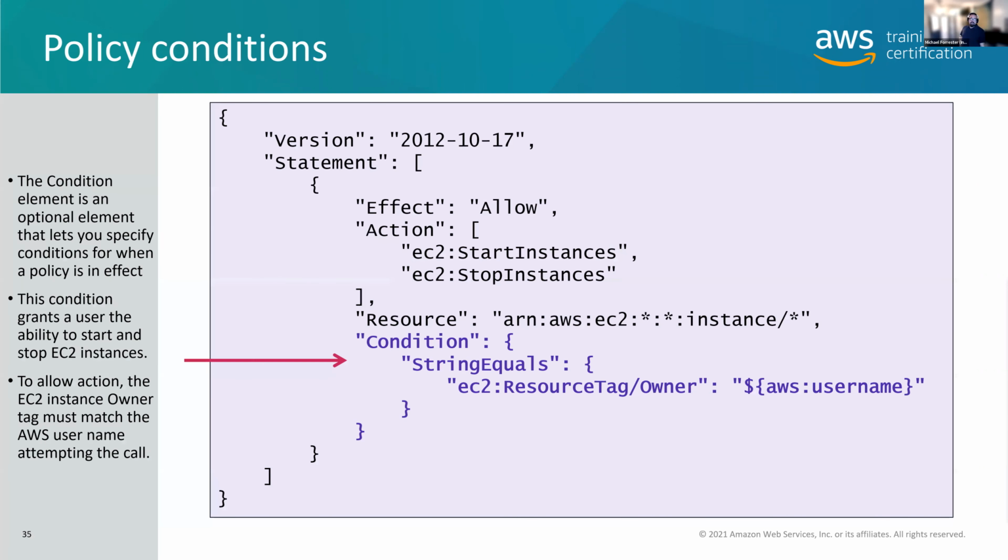Okay, here's a condition. This basically allows the user to start and stop instances, but it says the owner tag must match the username of who is attempting the call. So for example, if I didn't actually tag that resource where owner equals Spartan Sage, I couldn't stop and start that resource, could I? Conditions are optional.